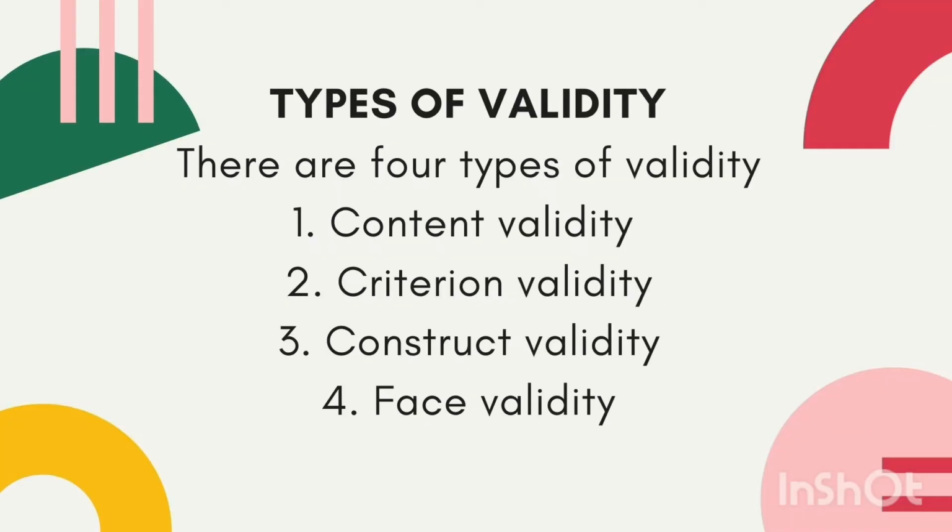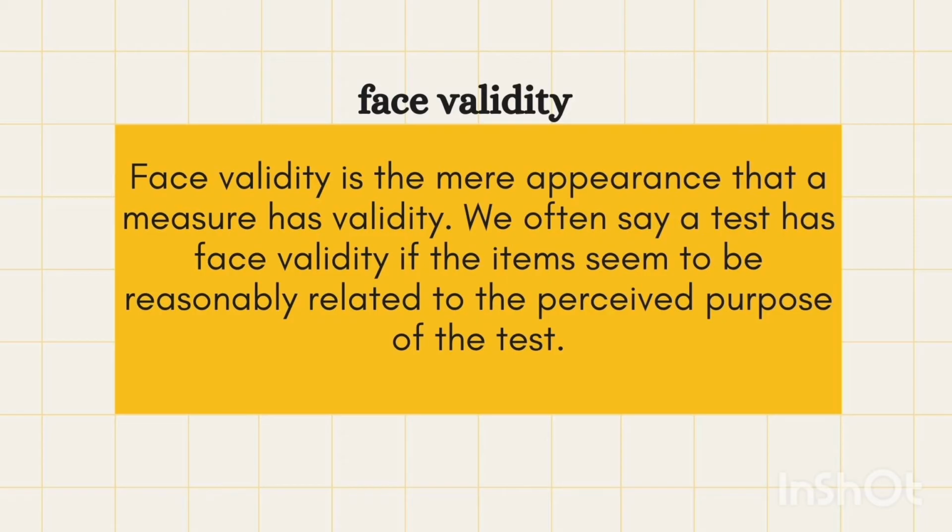There are four types of validity: content validity, criterion validity, construct validity, and face validity. Let's look at one by one. First one is face validity. Face validity is the mere appearance that a measure has validity.